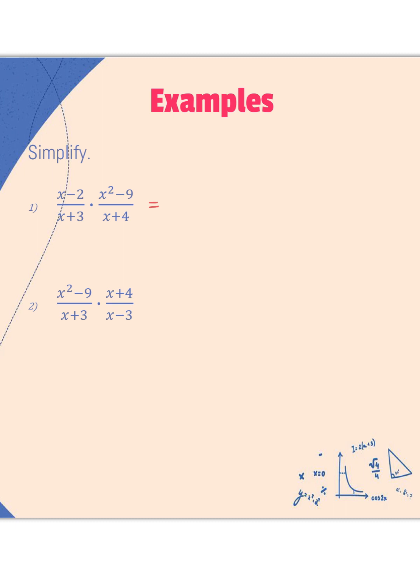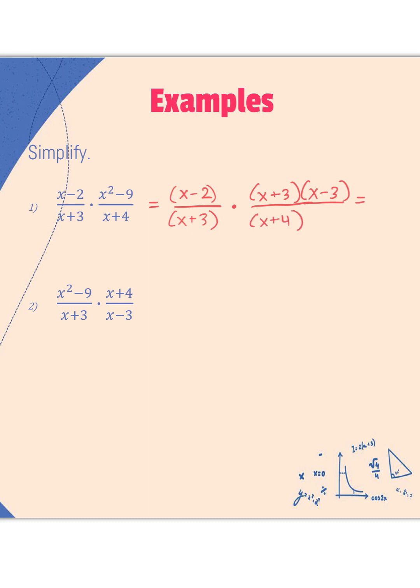So when you get to these multiplication problems, that's what you're going to do first: start by factoring. The numerator, x minus 2, is already factored. The denominator on the left is already in its simplest form. We're going to take the x squared minus 9 and turn it into its simplest form. That's a difference of squares, which is x plus 3 times x minus 3. And then the denominator is x plus 4.